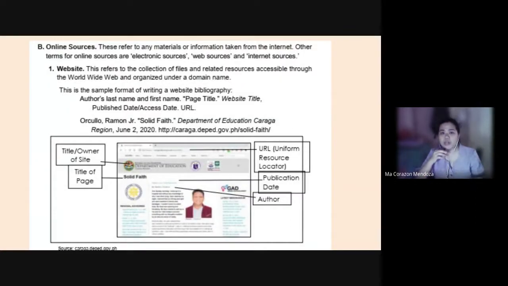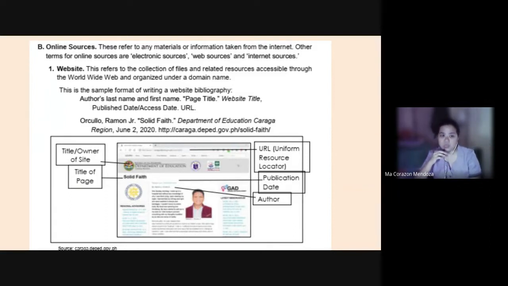So we have already discussed printed sources. If you have any questions, feel free to chat me or your teacher in your group chat or in private message in Facebook. Because if you comment in this YouTube video, I might not, or your teacher might not, see the questions right away.